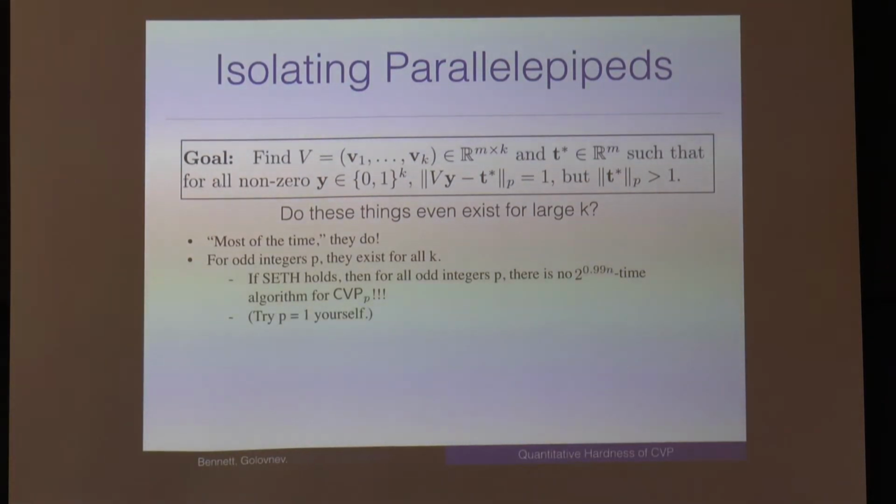I recommend trying p equals 1 yourself. So just try to come up with an object that satisfies this with p equals 1. It's not very hard. For larger p, it's quite hard, or I think it's hard. But here's the letdown. For even integers, these things sort of don't exist, or they exist if and only if k is less than or equal to p.